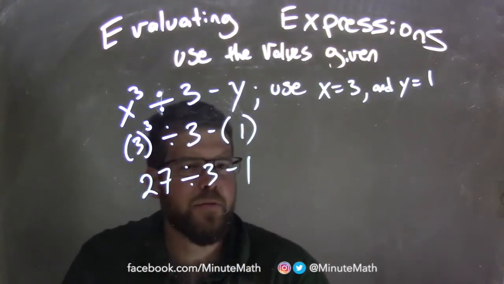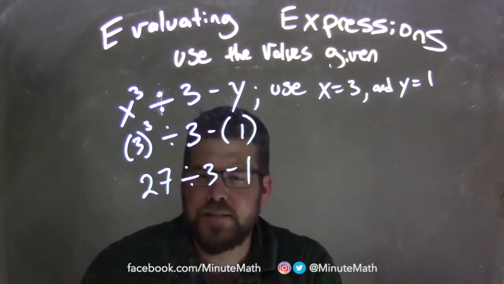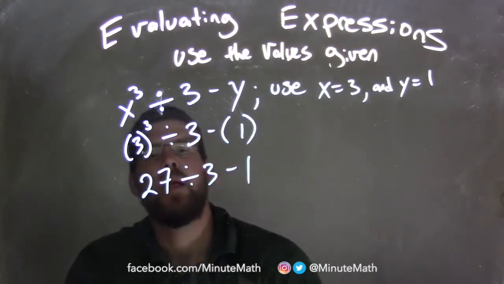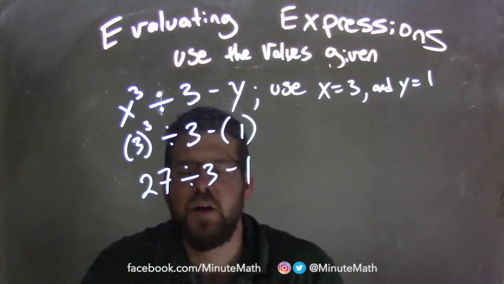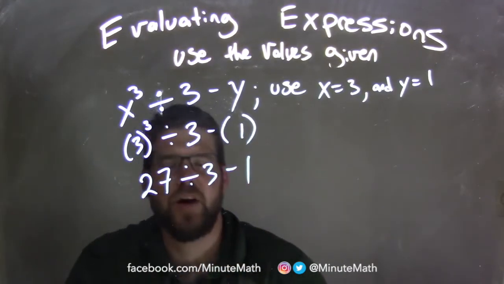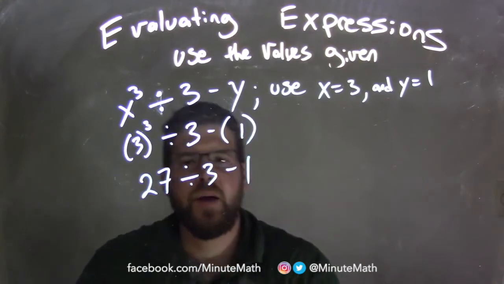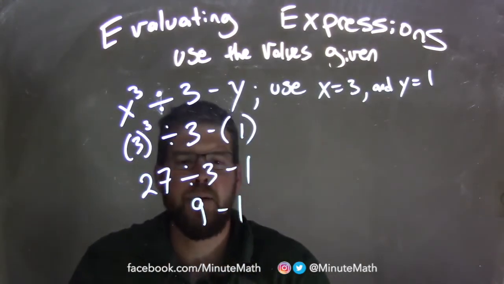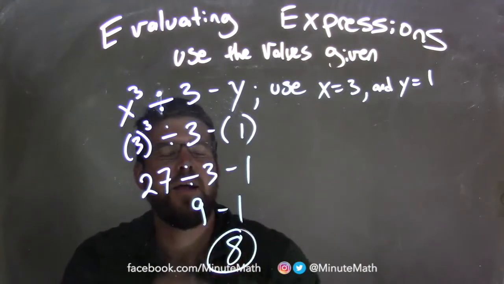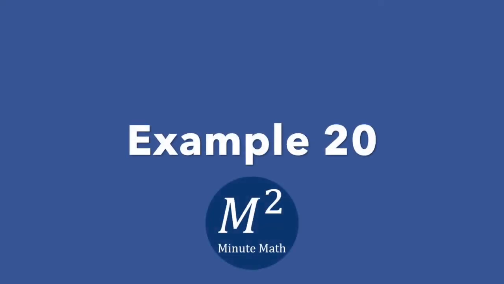Now, why do we do that step first? Well, exponents are our first step in the order of operations, okay? So now we're left with division and subtraction. Well, the highest step here is division. So now we need to deal with 27 divided by 3. Well, 27 divided by 3 is 9. And we bring down the minus 1. 9 minus 1 comes out to be 8, and there's our final answer.